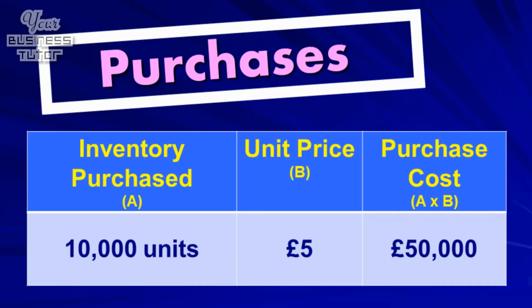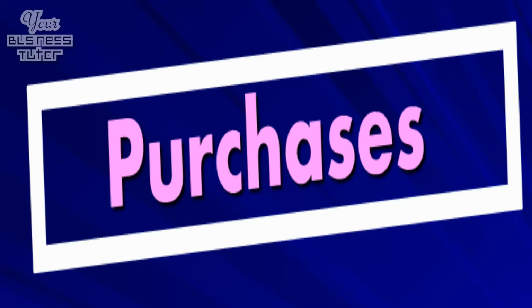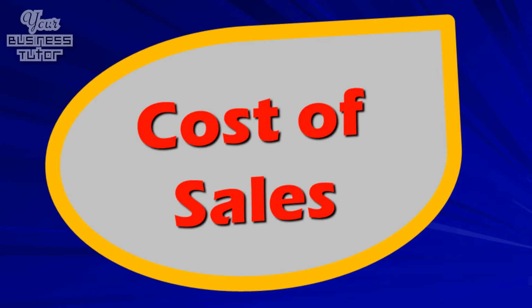For example, if a business were to buy 10,000 items at £5 each, it would cost them £50,000, which in an income statement would be referred to as purchases, the amount spent on buying inventory to sell to customers. Of course, if you think about this further, purchases can also be considered as a cost of sales, in that a business has to spend money on purchases before it can make any sales.